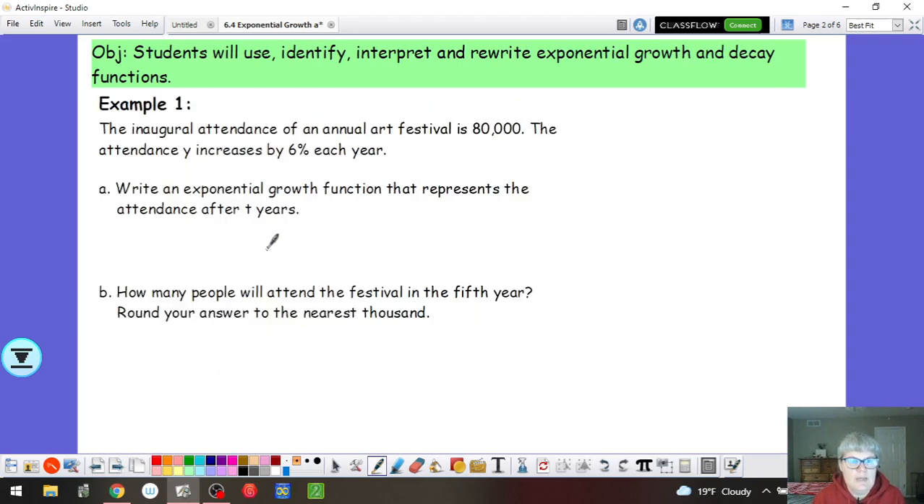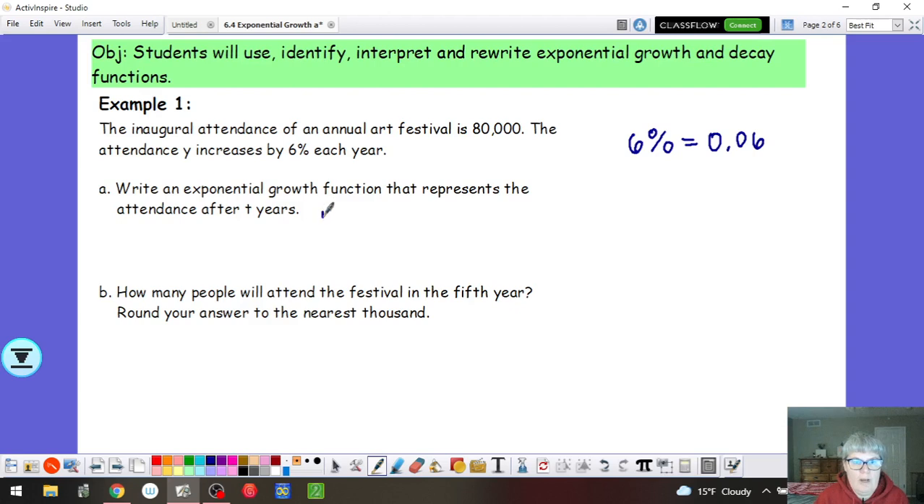So our first example, the inaugural attendance of an annual art festival is 80,000. The attendance y increases by 6% each year. 6% as a decimal is 0.06. You can find this value by moving the decimal 2 places to the left or dividing 6 by 100. Write an exponential growth function that represents the attendance after t years.